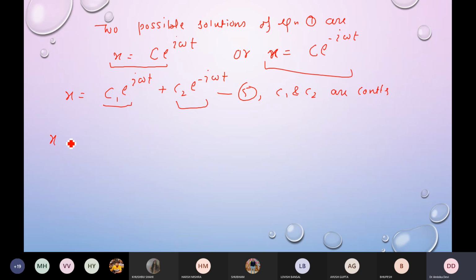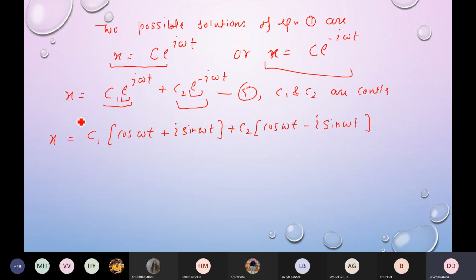So this will become x is equal to c1 into cos of omega t plus iota sine of omega t, plus c2 into cos omega t minus iota sine omega t. Okay, we have just expanded this and this. So this is totally from mathematics. There is no physics behind this.